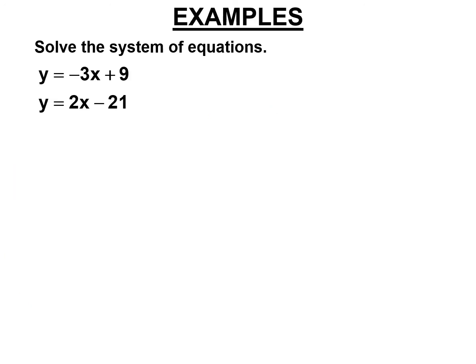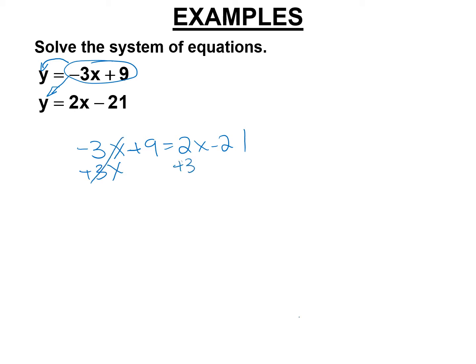So let's try this. You can do it either way, but I'm going to substitute that negative 3x plus 9. Since it equals this y, we're looking for the spot where it equals the other y. So you substitute that in, you replace that. Now solve that equation that has x on both sides. Hopefully you're adding 3x to both sides, because I always like to get a positive x.